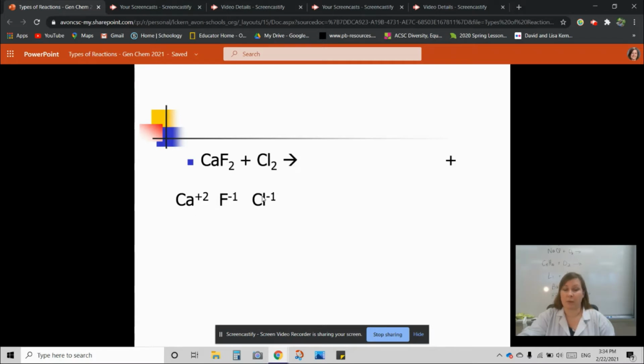Why will calcium and chlorine bond and not fluorine and chlorine? Because the opposite charges are going to attract. So calcium and chlorine are going to bond together. We always write the positive ion first, the cation first. So those two will be together, and fluorine will be alone. So this will make CaCl2. We need 2 chlorines to cancel out the calcium. And fluorine, of course, is going to be written F2 because it's diatomic.